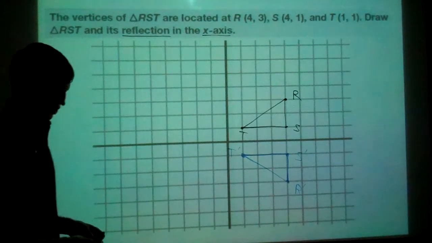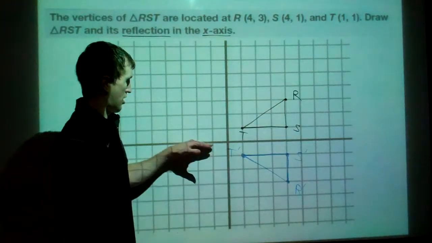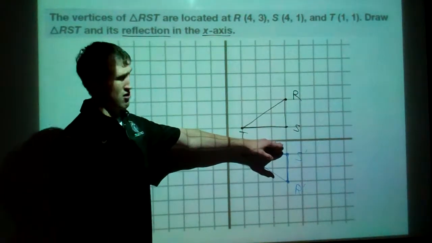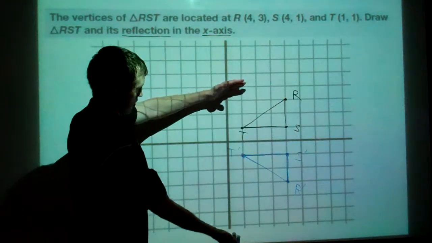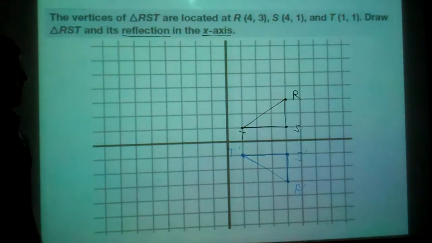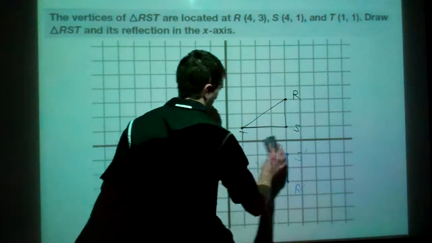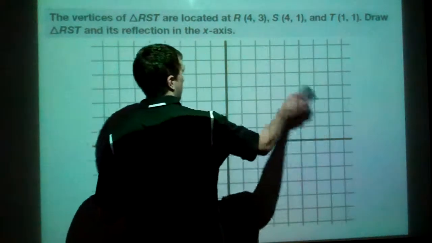Now one thing that we should notice is if we were to fold across our line of symmetry, or the x-axis here, these two shapes would match up perfectly, alright? And that's the thing that happens with reflection. So if it doesn't match up that way, you know you did something wrong.